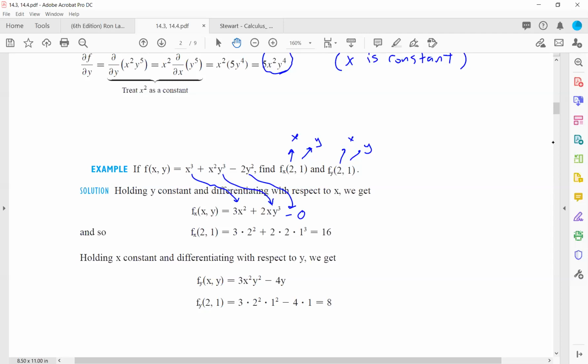Then you plug in 2 for x and 1 for y. You get 3 times 2 squared plus 2 times 1 cubed minus 0, which is equal to 16. The rate of change of the function in the direction of the x-axis at the point (2, 1) is going to be 16.